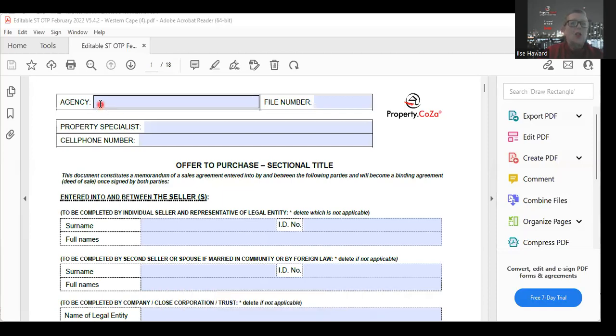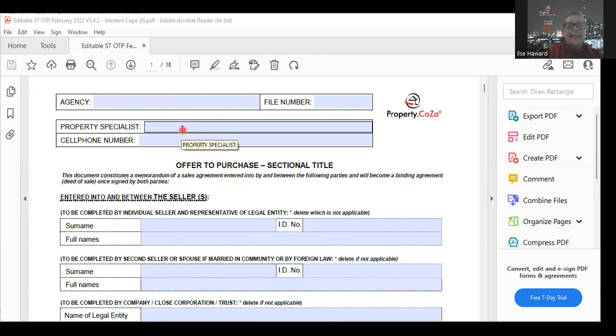So where it says agency, you put in Property.CoZa and then your agency name, where there's Unity, Infinity, Hoogland, Paramount, Prosper, whatever the case may be. It's Property.CoZa and then the name of your agency. File number you leave open, that's for the administration. Under Property Specialist, you fill in your name and cell phone number.